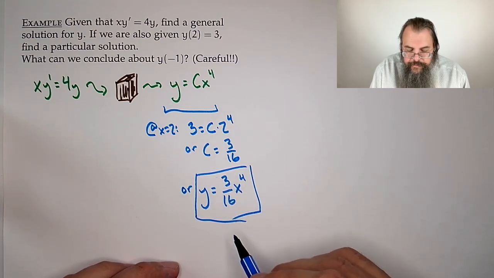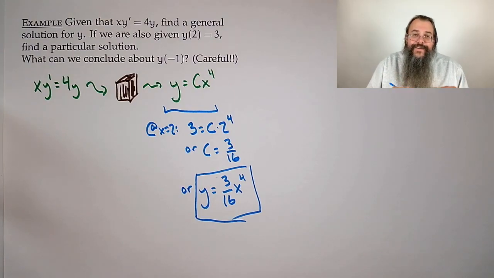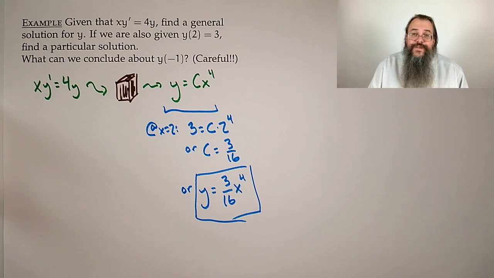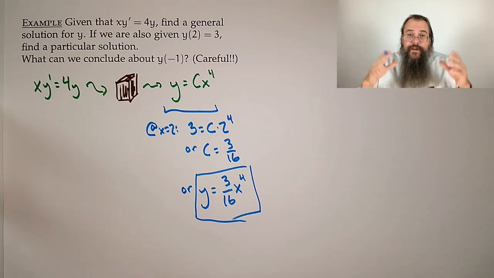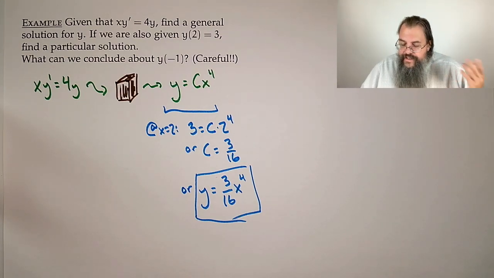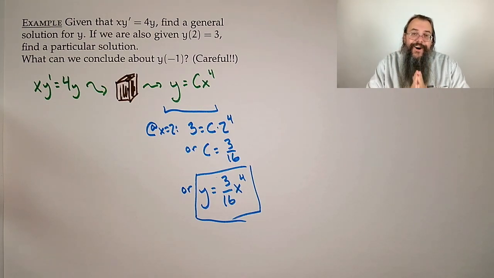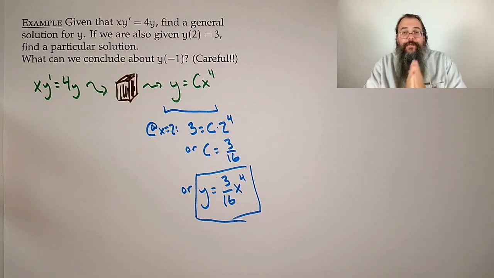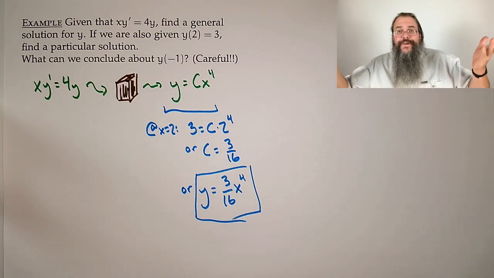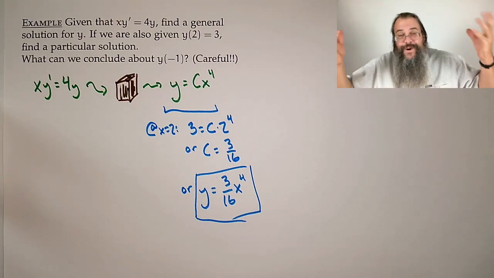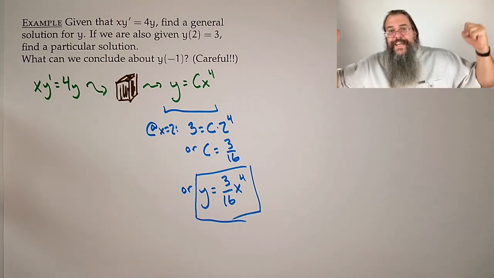Wonderful. All right, so we found a general solution. We found a particular solution which passes through the point that we want. In other words, it satisfies our initial conditions that we're interested in. And now, what can we conclude about y of -1? Well, we plug in -1. -1 to the fourth is 1 times 3/16. 3/16, and we're done!